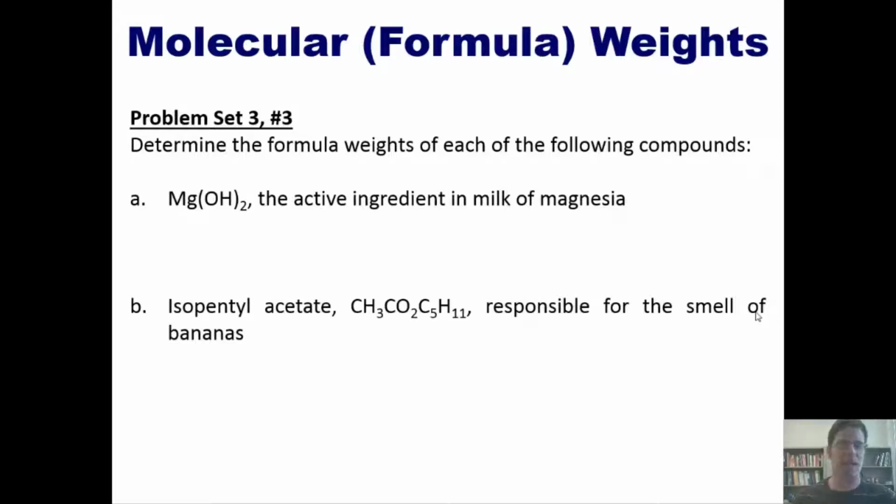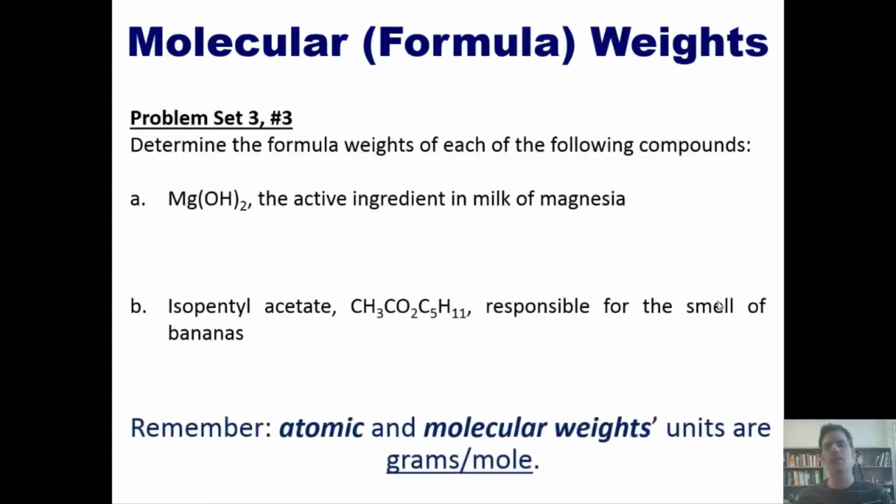Now, one thing I hasten to mention is that I would like you, my students, to remember that both atomic and molecular weights units are grams per mole. You can also use AMU, but for dimensional analysis, you almost always end up using grams per mole.